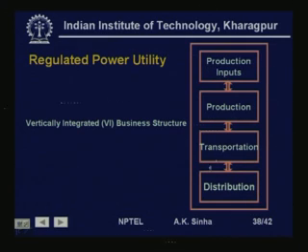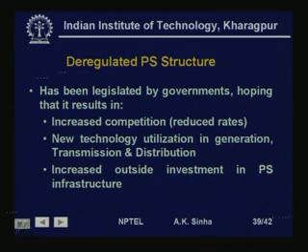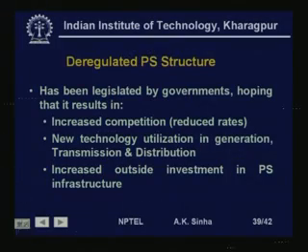Production, transportation, distribution, everything is in the same hand. Whereas in the deregulated power system structure, the generation, transmission and distribution parts are unbundled. This is being done to increase competition by making more players come into this business, and with competition it is expected that the tariff will reduce. It will introduce new technology in generation, transmission and distribution, as has happened in the telecom sector.